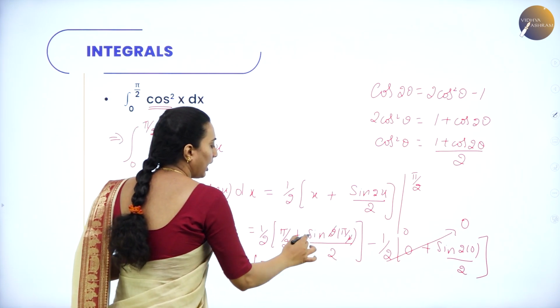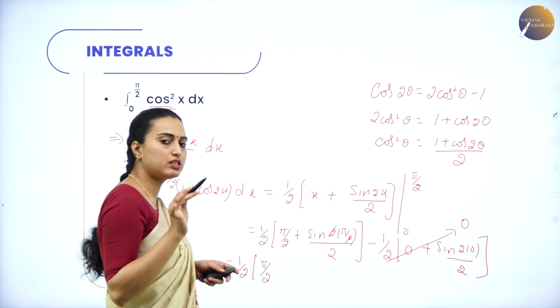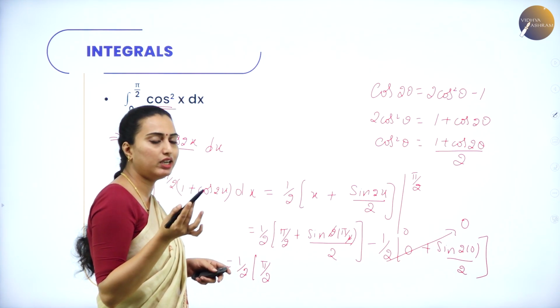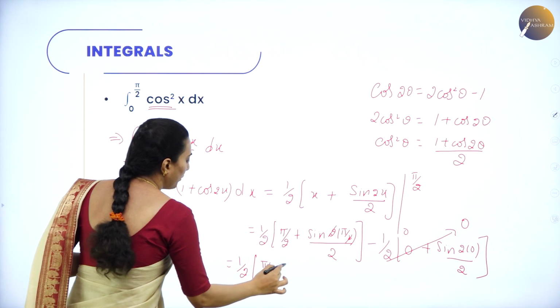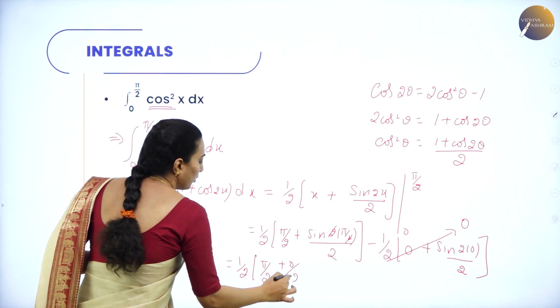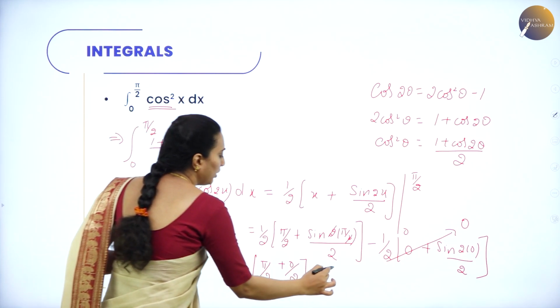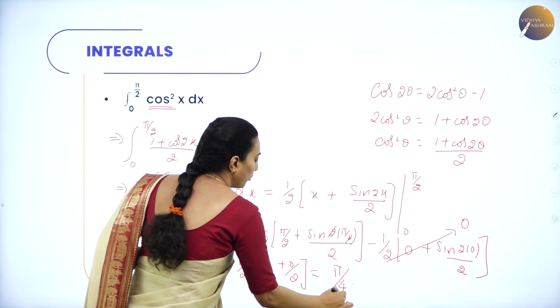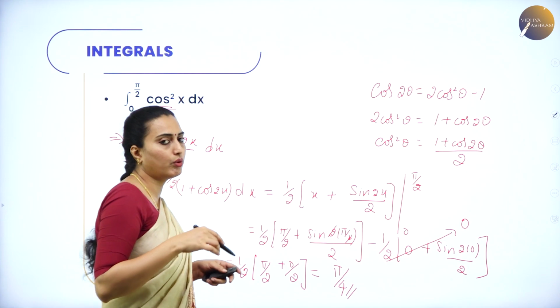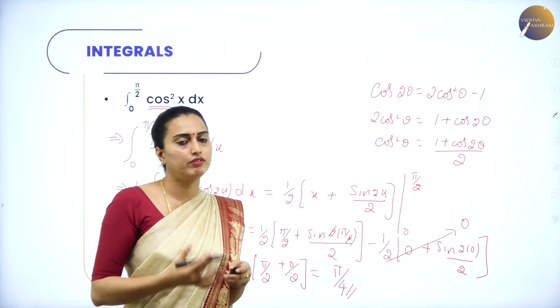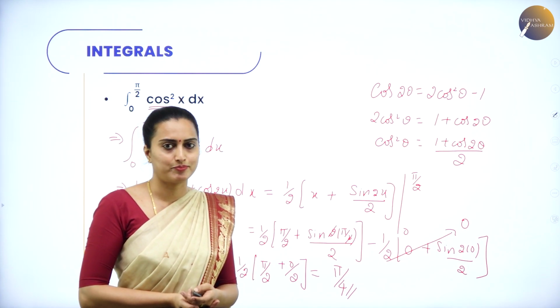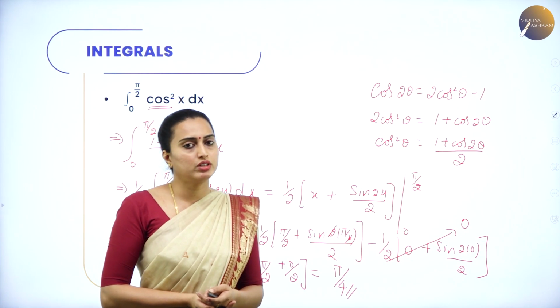Now 2 will get cancelled. Sin pi is nothing but sin 180 degrees, and sin 180 degrees is nothing but 0. 0 by 2 is nothing but 0. Therefore, pi by 2 into 1 by 2 gives you the answer pi by 4. This is the answer you get after evaluating the given integral of cos squared x dx. Hope you understood. We'll be moving on to the next problem.